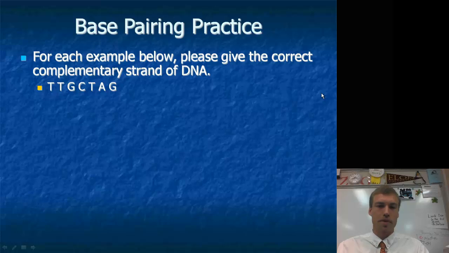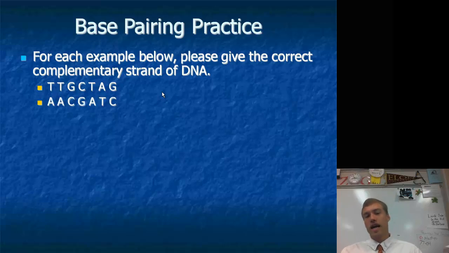So let's do some base pairing practice. I'm just going to give you 10 seconds or so to think about what's going to come up next. If I've got TTGCTAG, what should it come up with? The correct answer would be AACGATC.